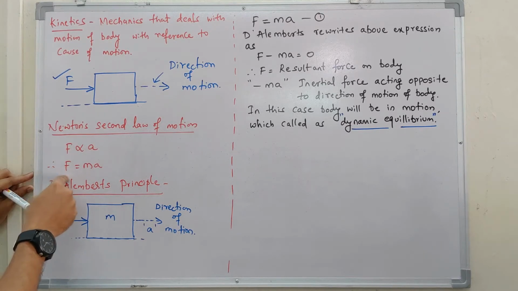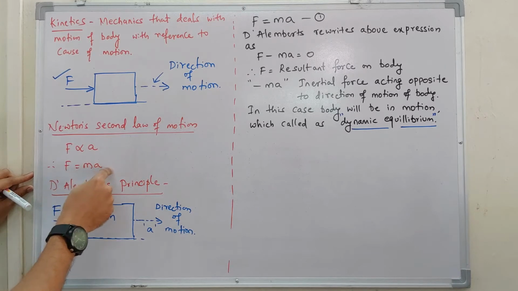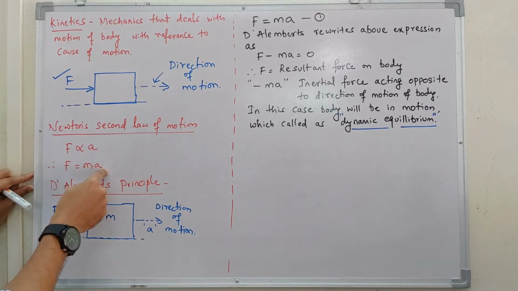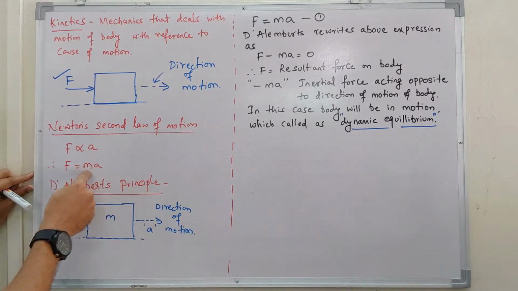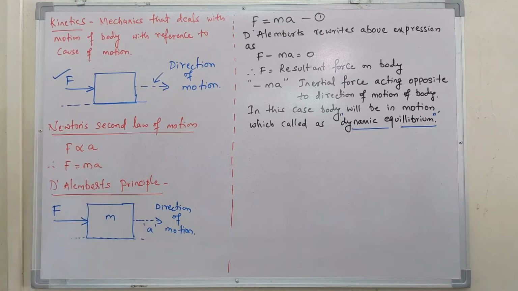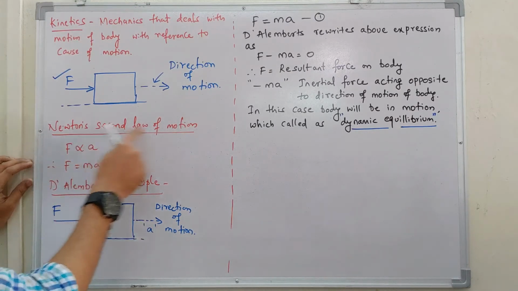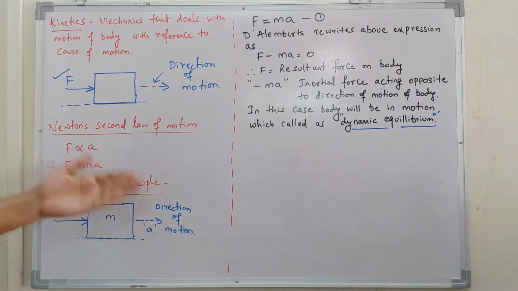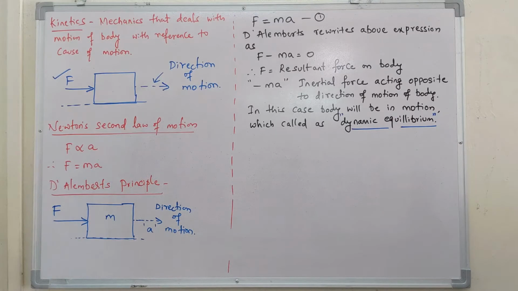Therefore, this is represented as F is equal to m into a. F, being the resultant force, is equal to mass into acceleration of the body. Now coming to D'Alembert's principle, which is based on Newton's second law of motion, he tried to represent the same F is equal to ma in a different way.